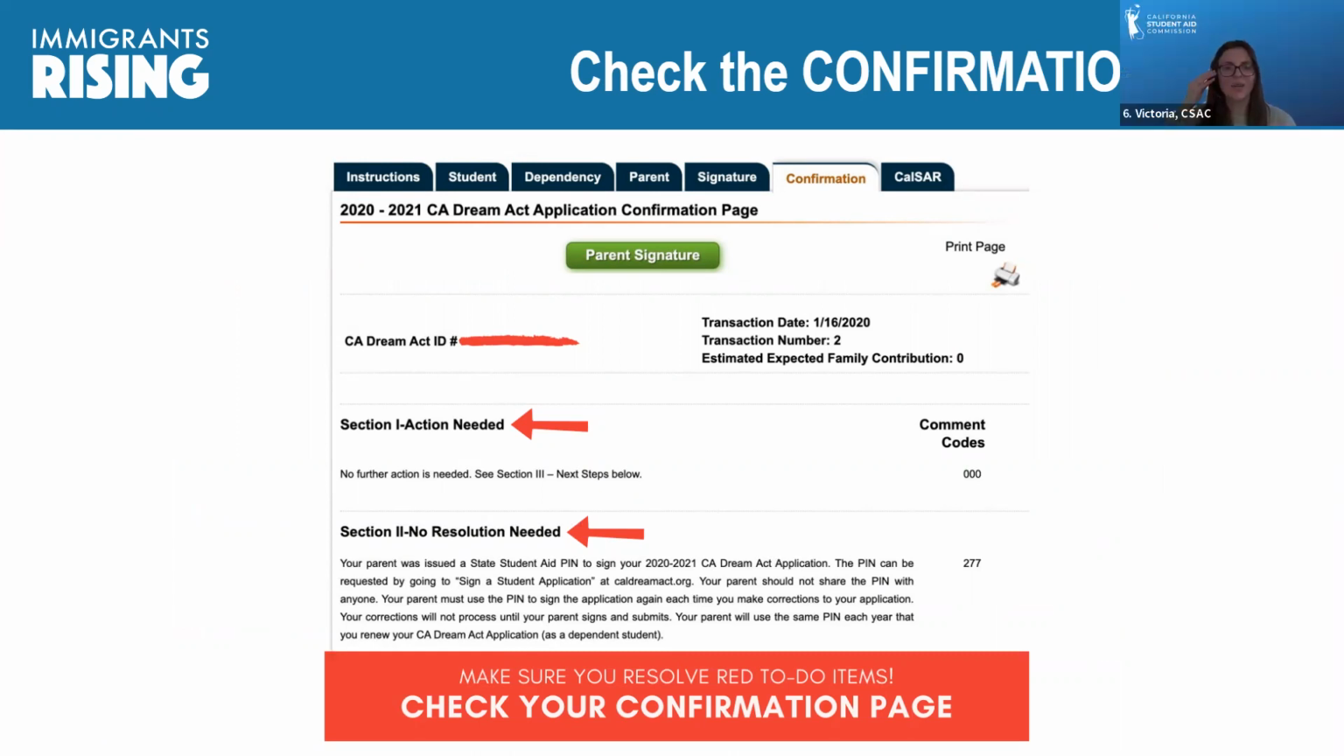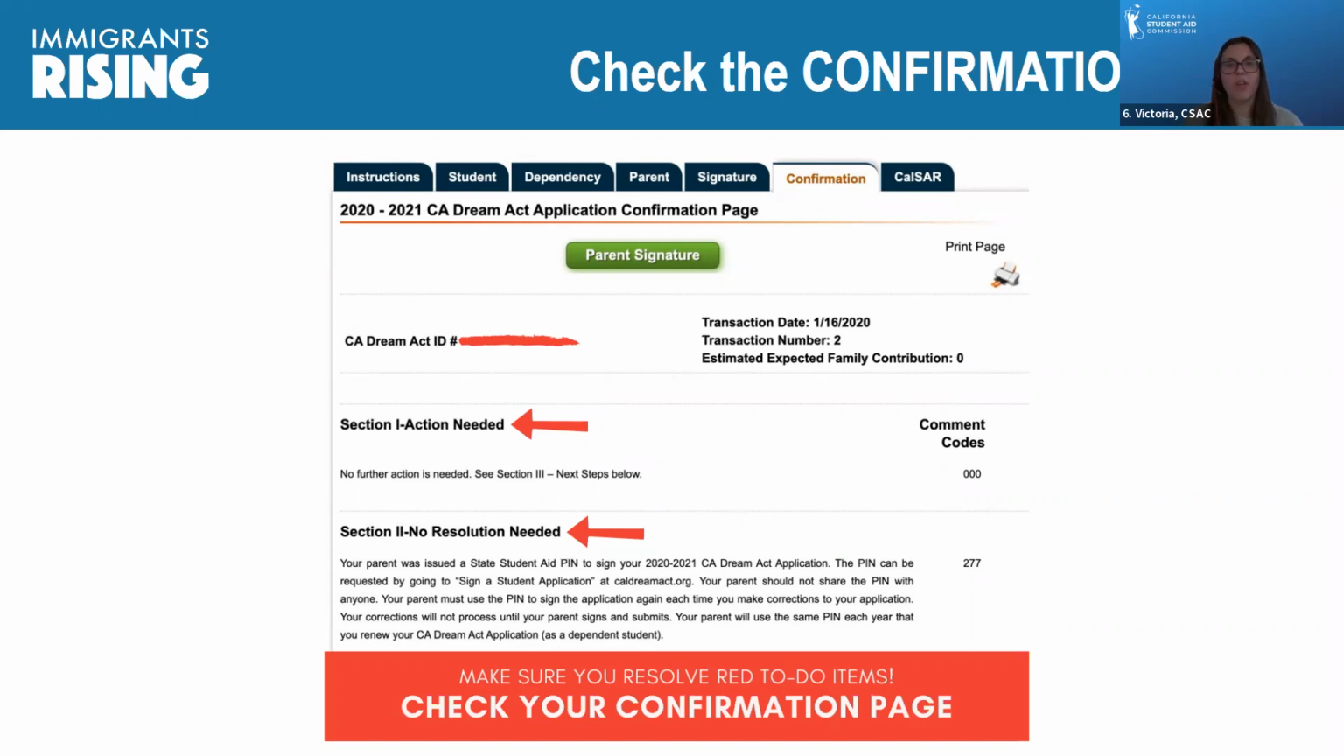Yeah, thanks, Nancy. One of the really important things is that when a student submits their DREAM Act application, they will receive this confirmation page screen. It's super important for them to review it and double check if there's any action needed. You can see section 1, action needed. And then this one says no further action, so that's good. No resolution needed.